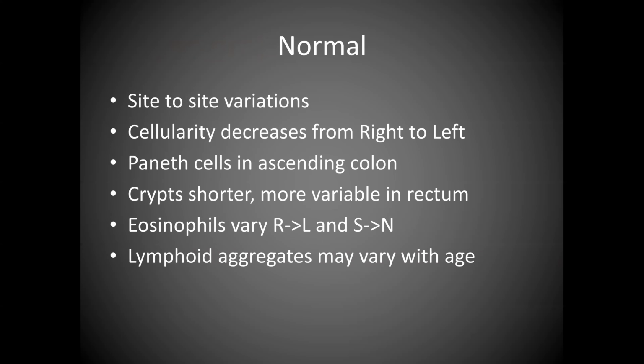So as we look at these, it's important to remember the variations that can occur from site to site with normal colonic mucosa. There are certain things that are predictable. Cellularity overall will decrease as we move towards the distal colon. Paneth cells are present in the ascending colon as well as the small bowel, but not usually present elsewhere. And then, of course, the crypt lengths and thickness of the mucosa also tend to be a little bit more variable and maybe more attenuated in the rectum. Likewise, eosinophils and lymphoid aggregates can vary according to location and age as well.